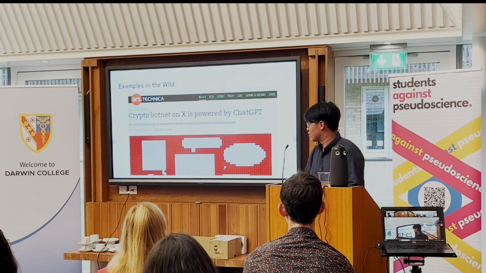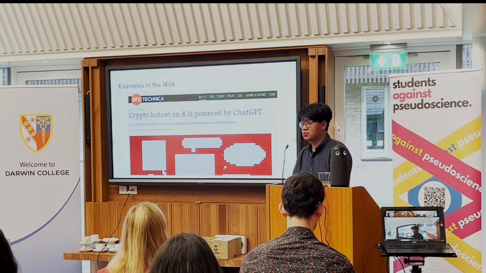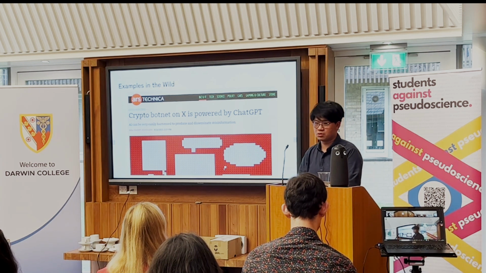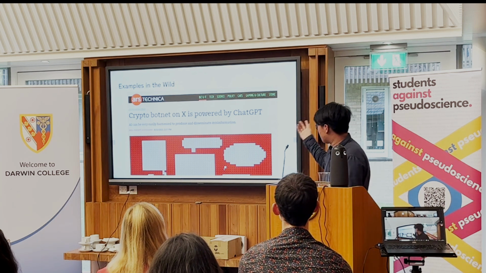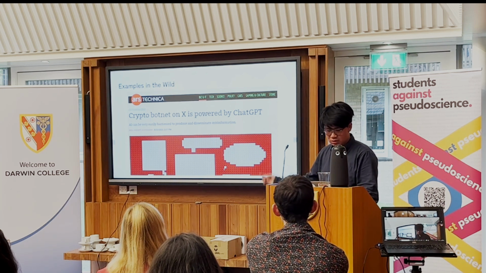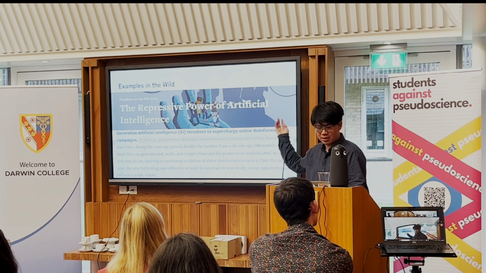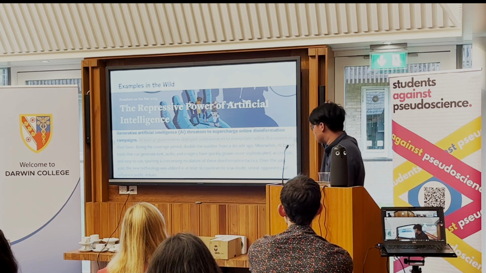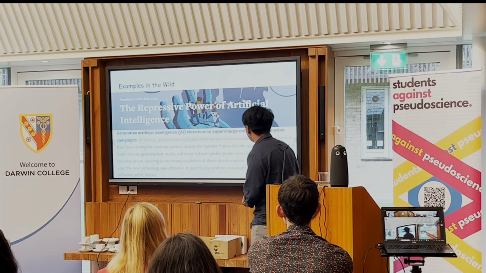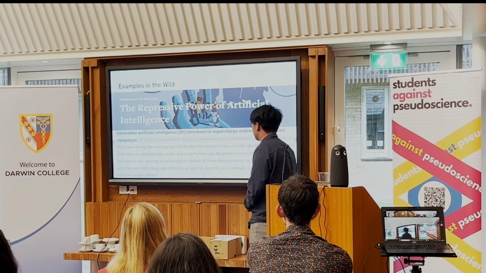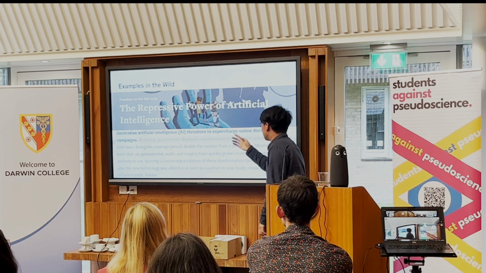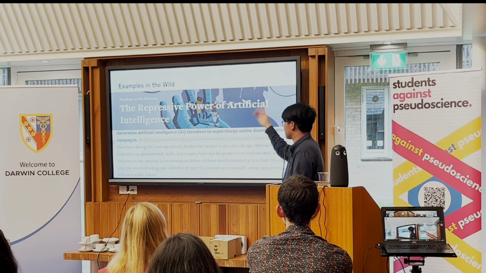Now we move on to my favorite part, examples in the wild, which I update every 2 days before this talk, because there just weren't so many new stories. So there's a crypto botnet on X powered by ChatGPT. This is a direct case of these networks being created. This is from Freedom House: 47 governments deployed artificial commentators to manipulate online discussion in their favor during the coverage period. So this is a special article about the repressive power of AI.